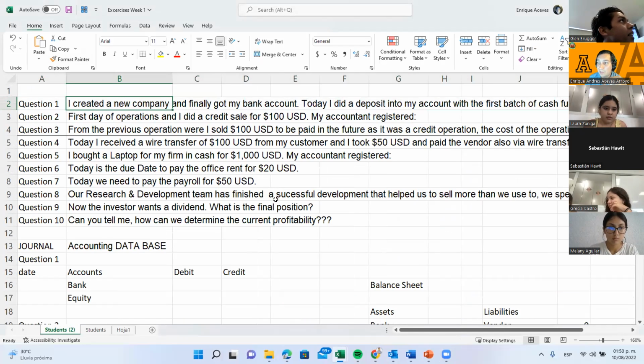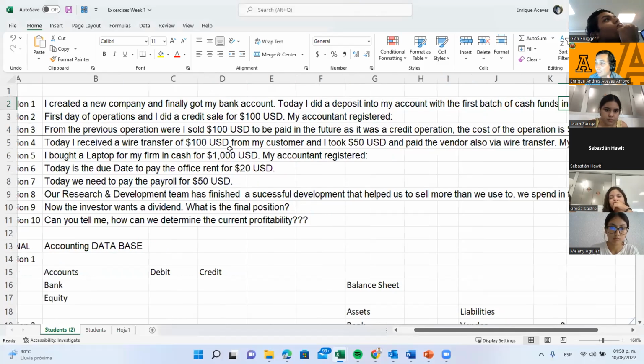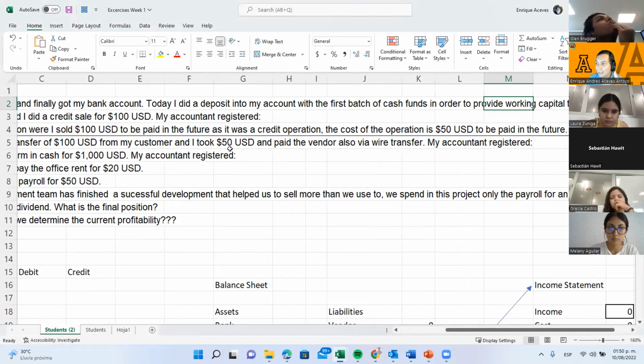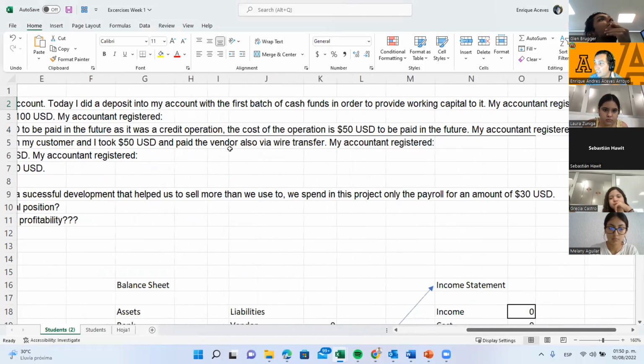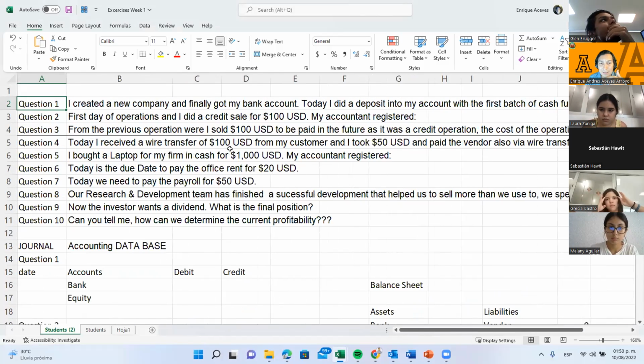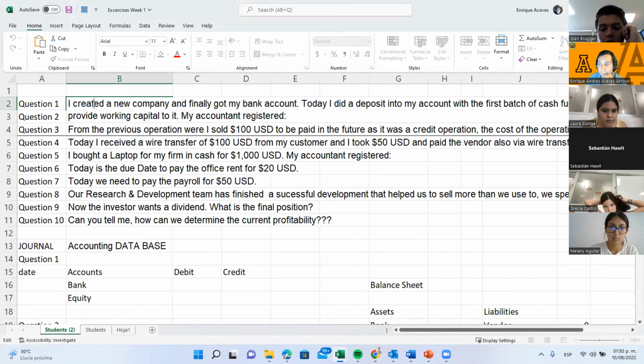I created a new company and finally got my bank account. Today, I made a deposit into my bank account with the first batch of cash funds in order to provide working capital to my company. What did my accountant register? Please copy the first line, just the first line, okay? Capital. It'll be the capital, right? Let's see.